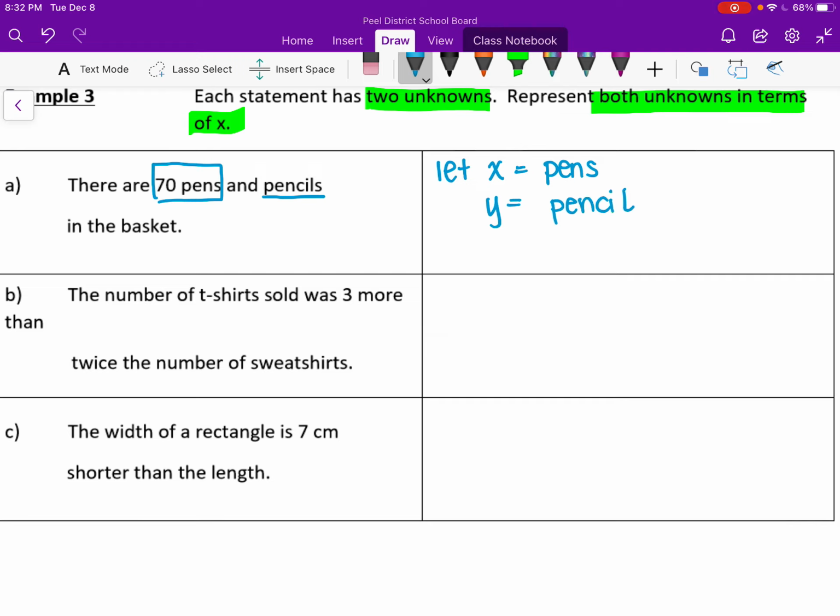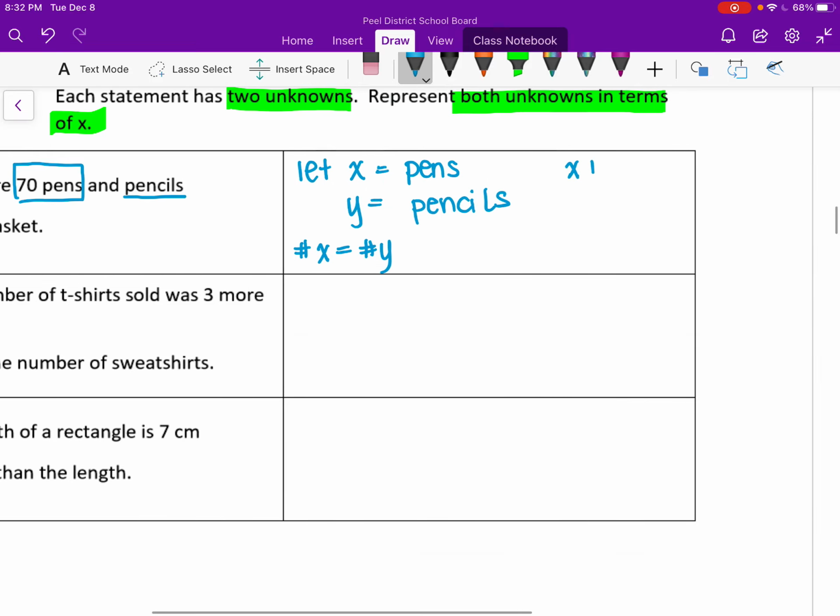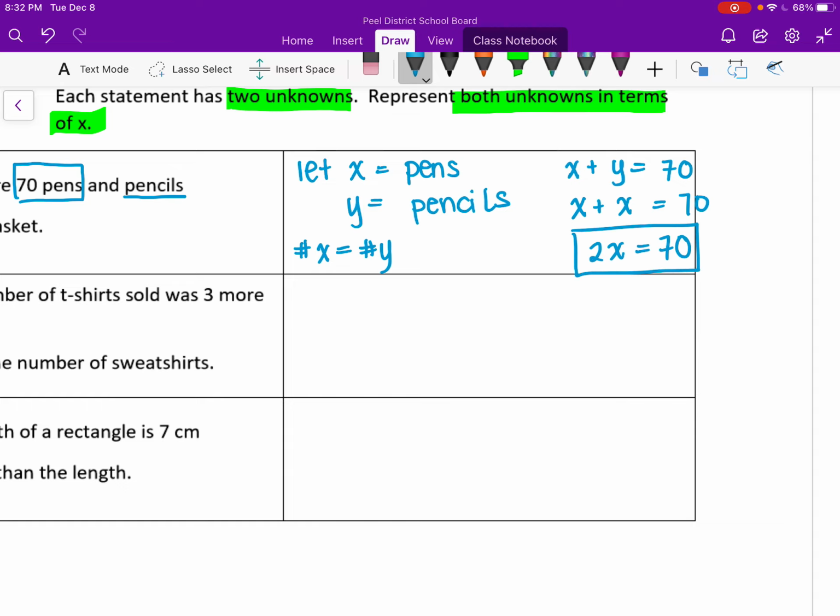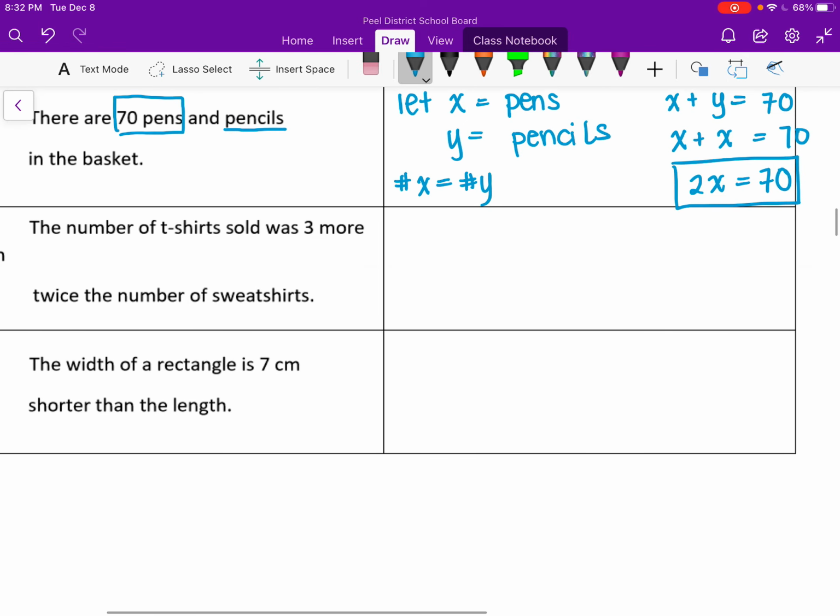In this situation, we actually can't define them both as their own variable, but we can just assume that there are 70 pens and pencils in the basket and there's the same amount of them. So we'll say the number of x, so the number of pencils, equals the number of y, right? So we can just say x plus y equals 70. And since the number of x equals the number of y, we can just say x plus x equals 70. x plus x is just 2x equals 70. Okay? It's a little bit more complicated, but as we go on, it'll make more sense.